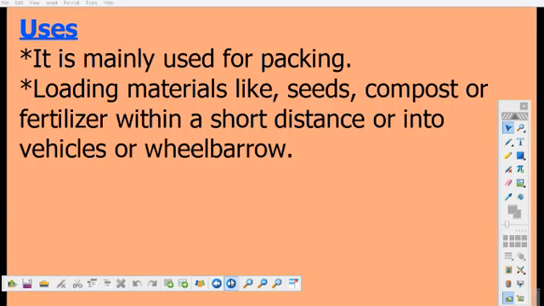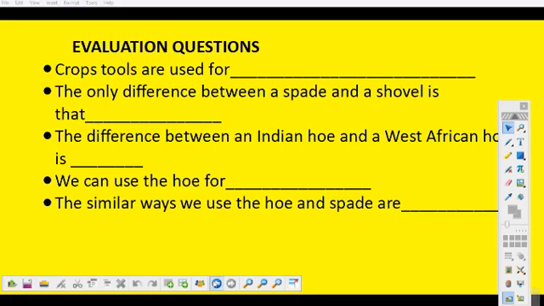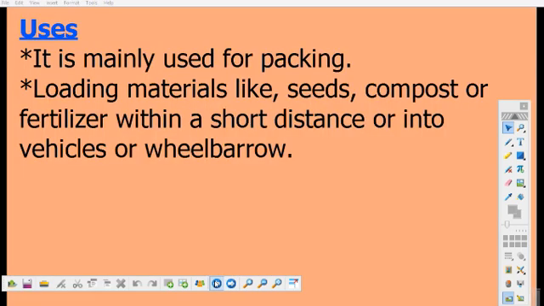Okay, the uses of shovel. It is mainly used for packing. Two, for loading materials like seed, compost, manure or fertilizer within a short distance or into a vehicle or wheelbarrow. Okay, please take note of all these things that we discussed.